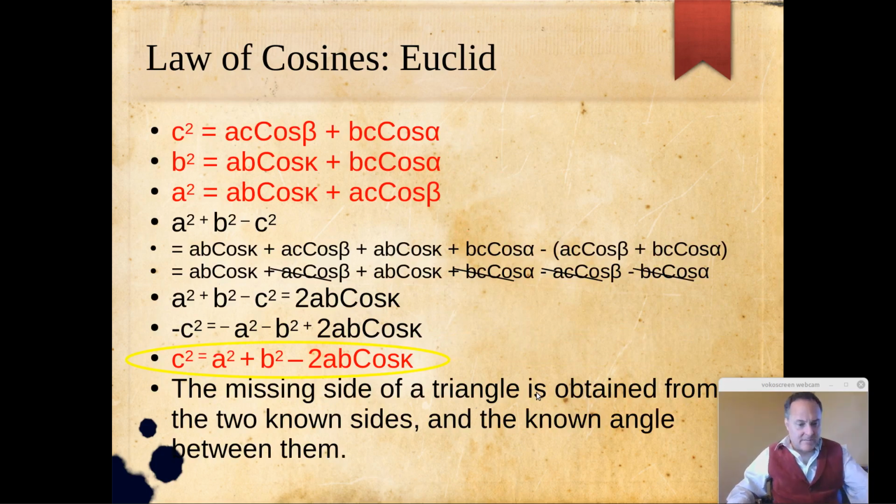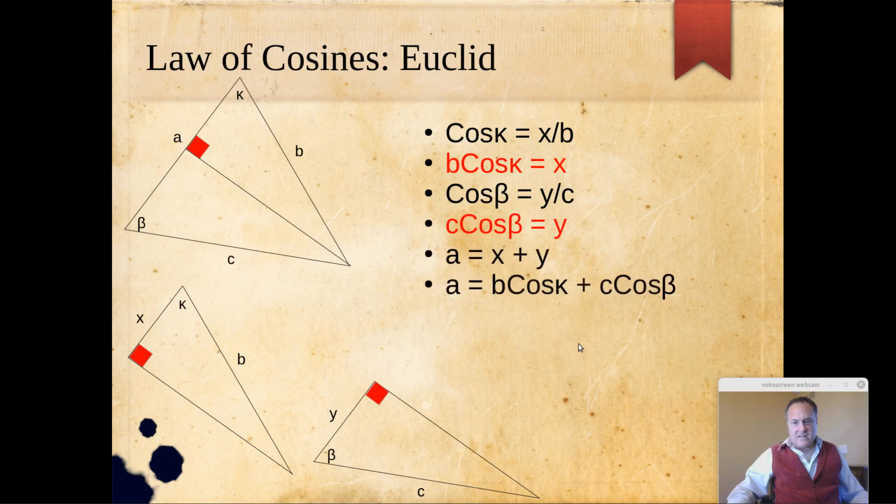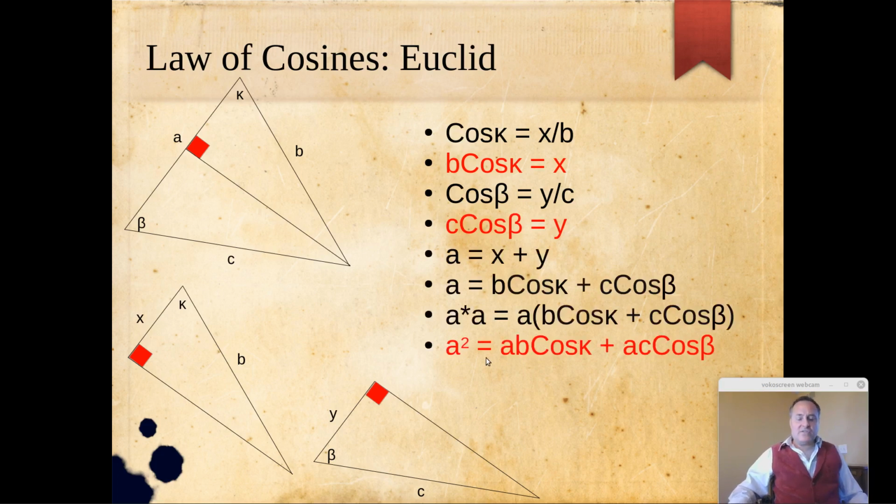And notice, I'm actually going to go back. I want you to notice that I've couched a squared not in terms of x and y, but in terms of a and b and the angles, right? So x and y were just placeholder names. They don't have any further need in the future. They were just placeholders to get us progress towards couching a squared in terms of ab cosine kappa and ac cosine beta.